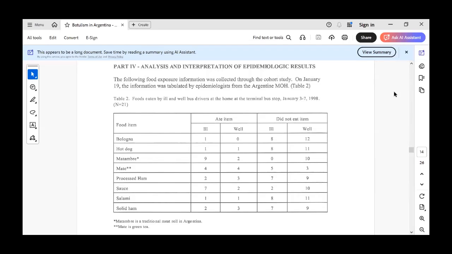Okay, so for the attack rate, I have 4 out of 8, which is 50%. For those that did not eat, 5 out of 8, which is 62.5%. So the relative risk worked out to be 50 over 62.5, which is 0.8. And the p-value was 1.0.